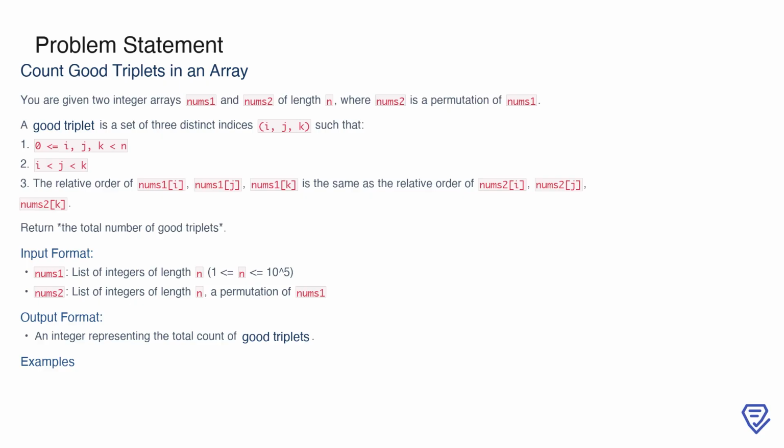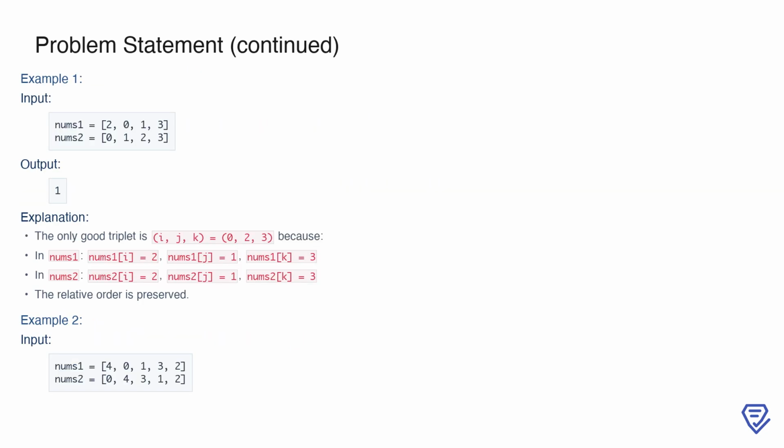The input consists of two arrays, each of length n, where n can be as large as 100,000. The output is a single integer representing the count of good triplets. To solve this problem efficiently, we need to consider the constraints and ensure our solution performs better than a brute force approach with time complexity of n cubed. Let's look at an example to better understand the problem.